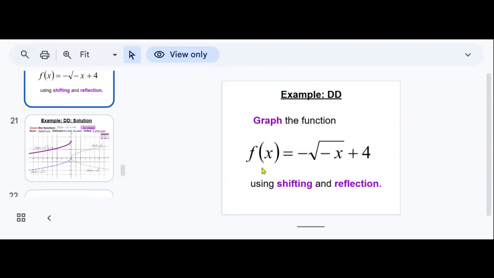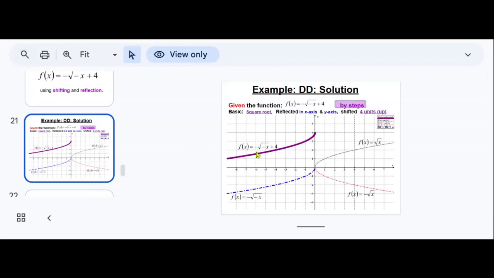And what about the 4? Let's do the 4 first. Up 4 units. So you go up 4 units. And then what do you do after that? You're going to reflect around what? The y-axis. And then reflect around the what? X-axis. Do you understand how this is obtained?